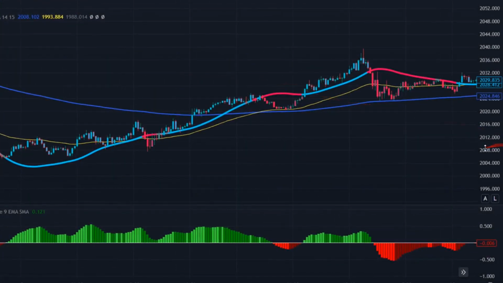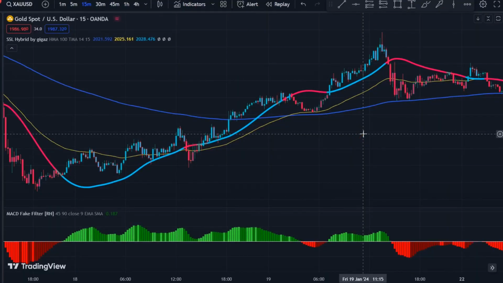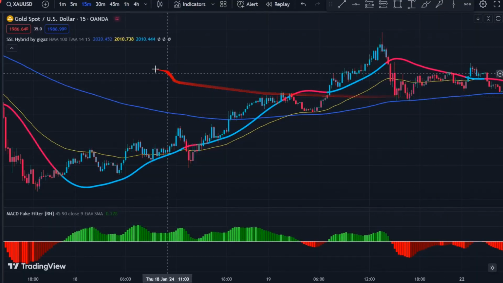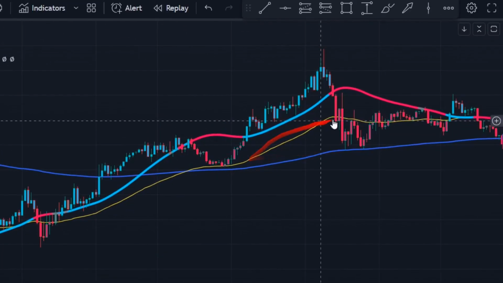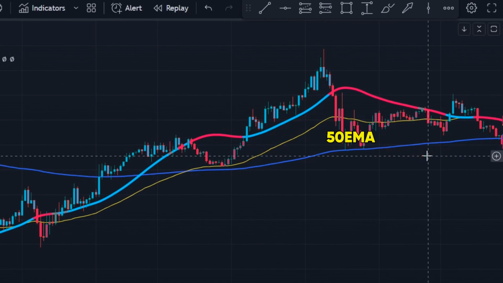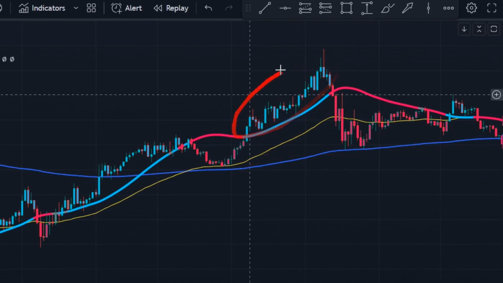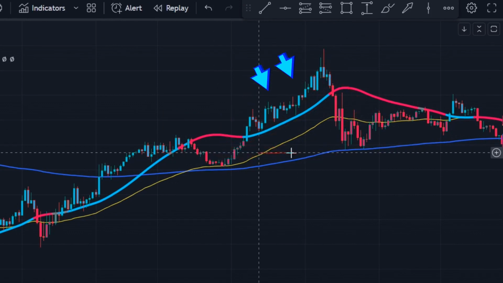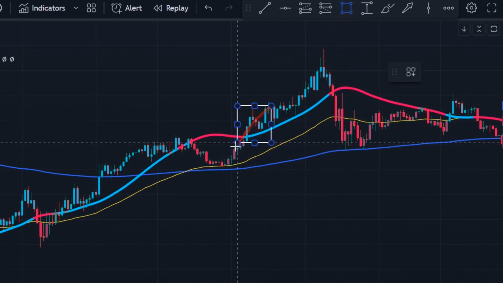Now I will explain buy orders to you first. First of all, we must make sure that we are in an uptrend. For this, we should look at the SSL Hybrid indicator and make sure that 50 EMA is above 200 EMA and price candles are colored blue. In this case, we can consider this as a buy signal.